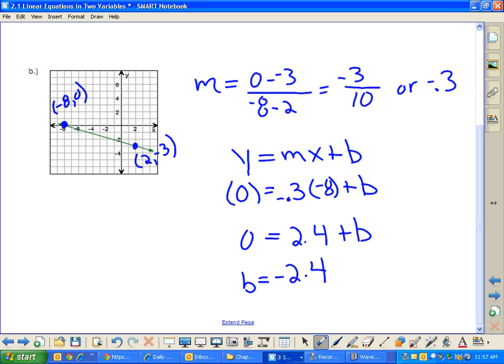So in step 1, I find my slope. And in step 2, I solved for b. Ultimately, in the last step, you have to write the equation. y equals -0.3x minus 2.4.